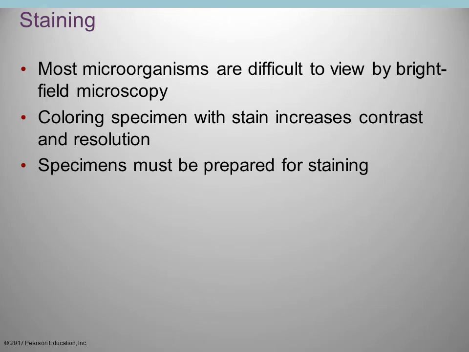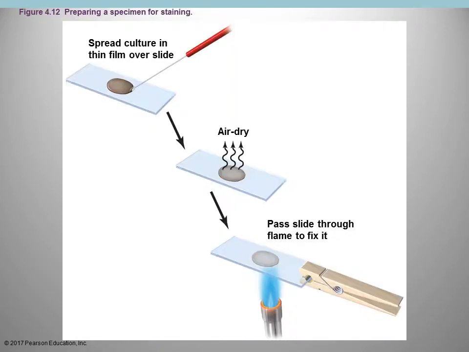Most microorganisms are going to be difficult to see without any type of staining, so you have to add a dye or a stain to increase that contrast. And before you add the stain, you don't just add it, you have to prepare the specimen for that staining. So the first thing you're going to have to do is what we call heat fix.